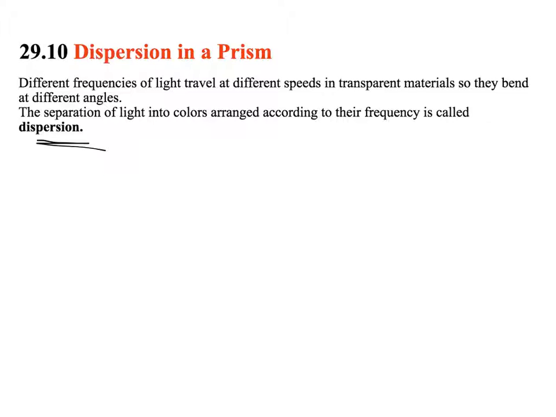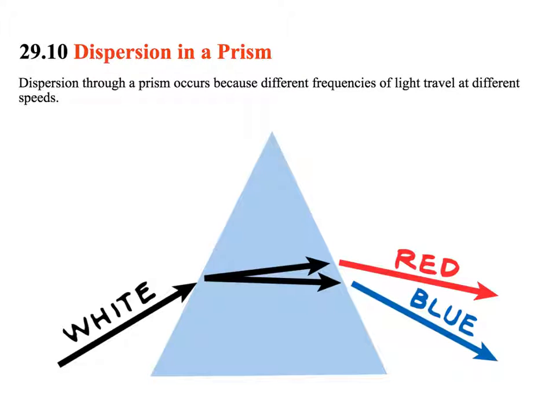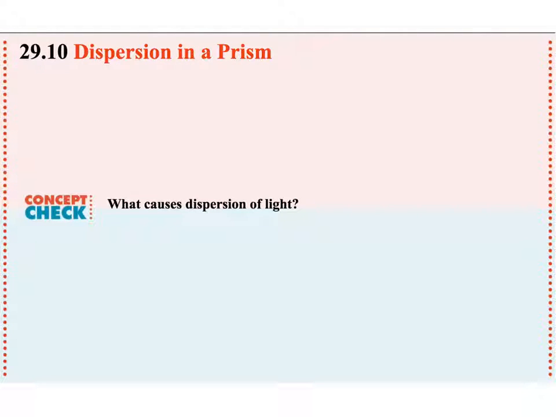So a prism will basically disperse light into its colors, its natural frequencies. Dispersion through a prism occurs because different frequencies of light travel at different speeds. As our white light travels in, the prism splits it up into blue and red and all the other colors that come from it. What causes the dispersion of light?